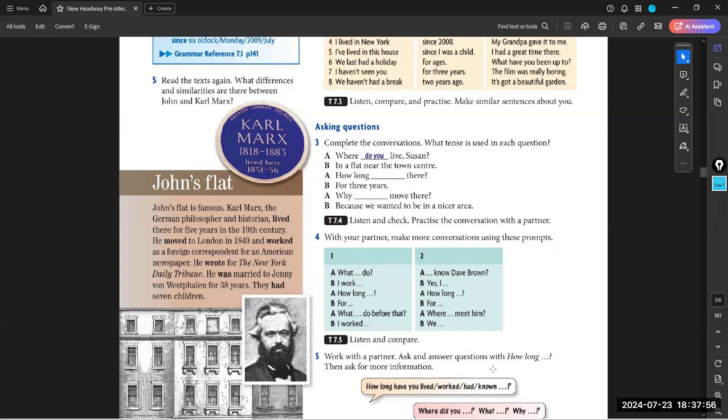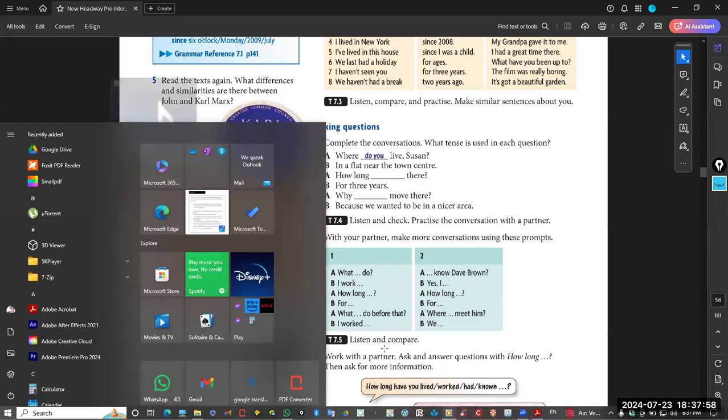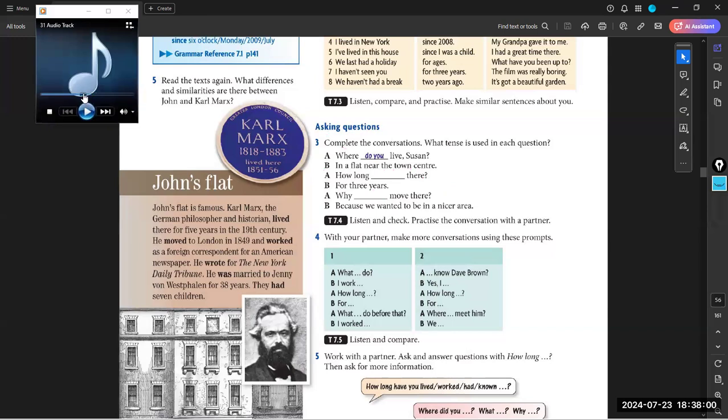Okay, let me go back a little bit in the recording. Please listen carefully. How long? How long have you lived there? What? Did you live? Are you sure? Let's go back in the recording. Please listen carefully. Do you live? Let's listen again.